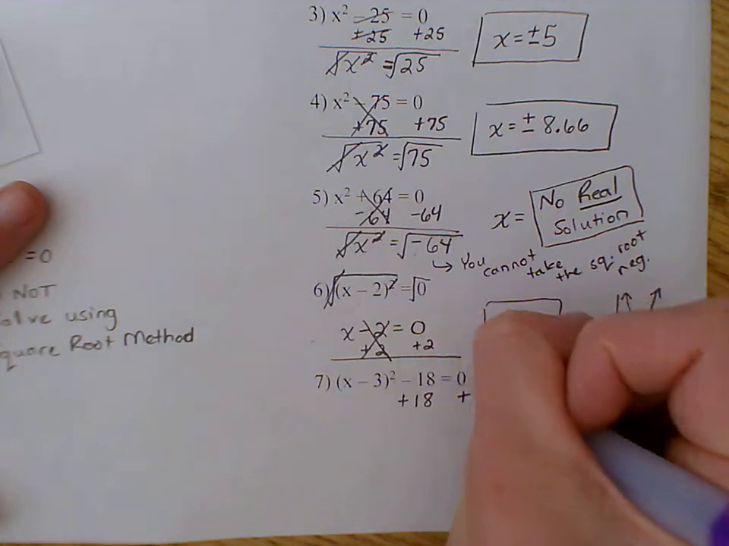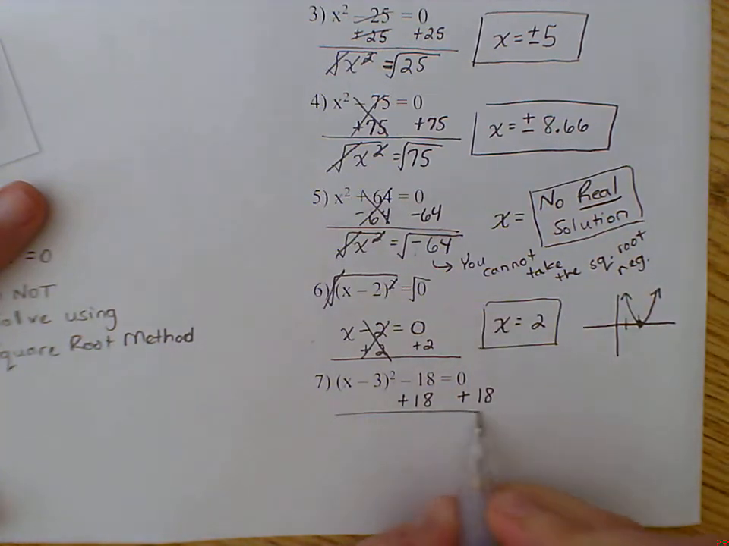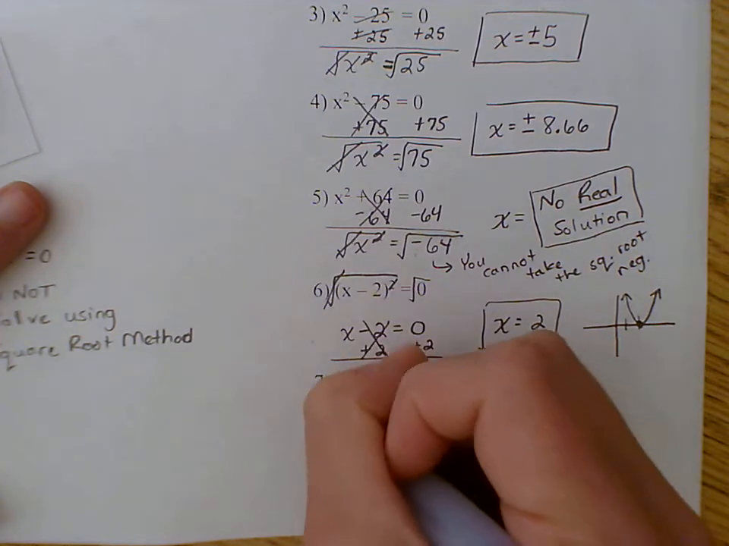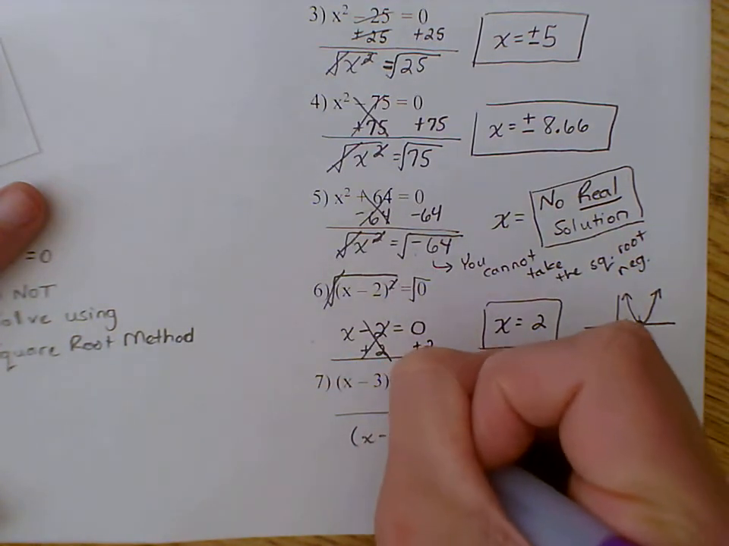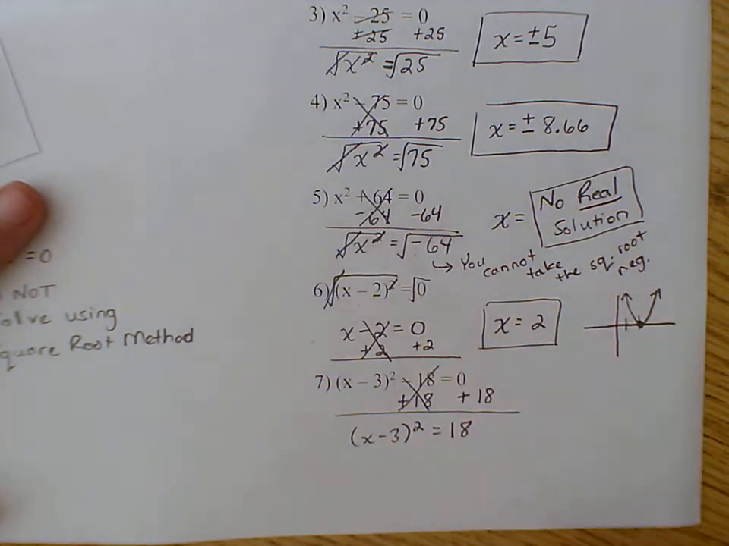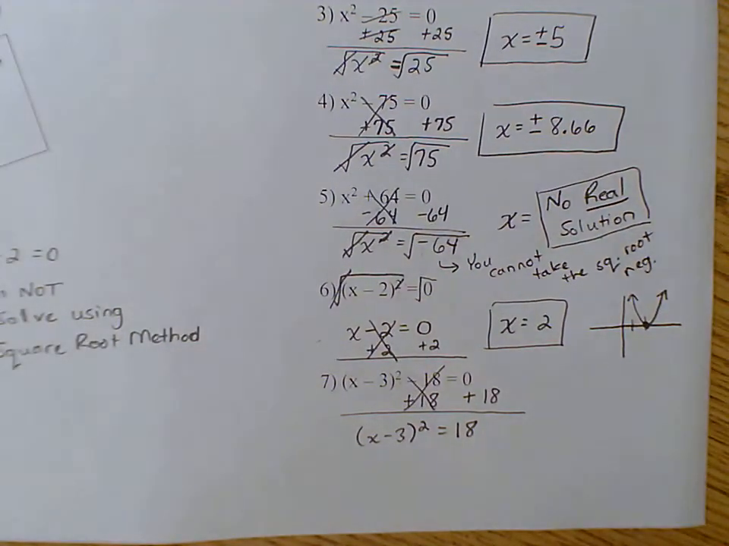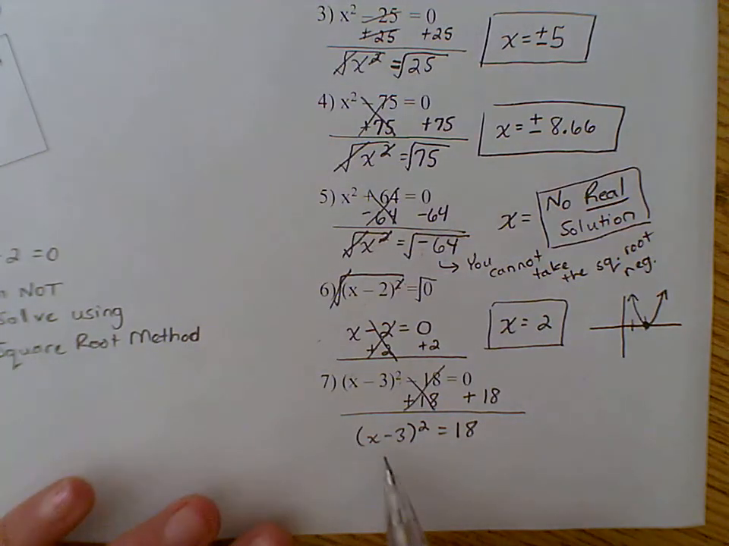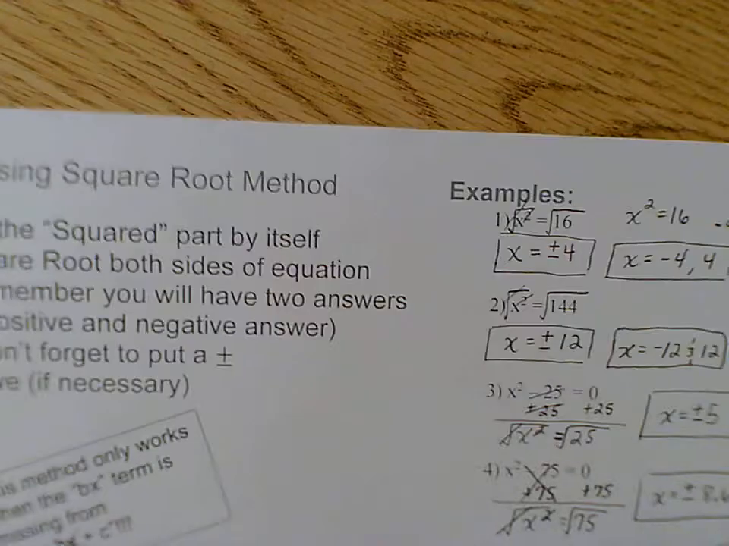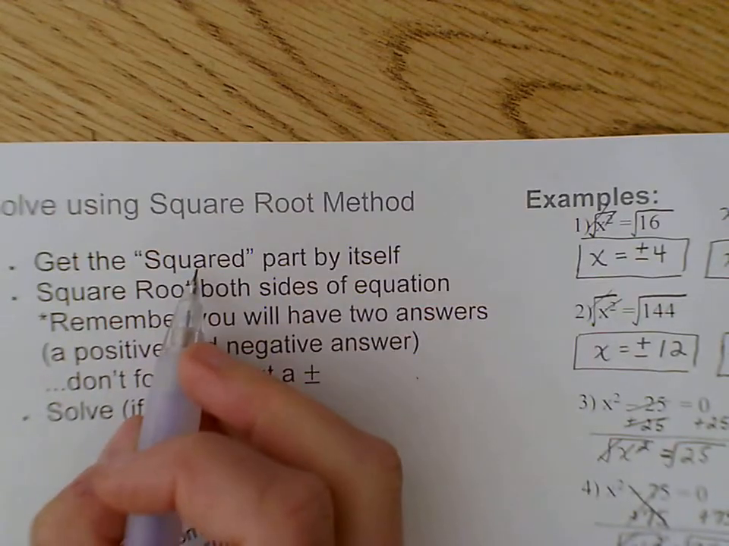So make sure you don't forget to get the squared part by itself. Then these would go away. And then you just bring down the x minus 3 squared. And then 0 plus 18 gives you 18. From there, you're going to look, okay, do I have my squared part by itself? And it is. So then, once the squared part is by itself, then you do the square root.